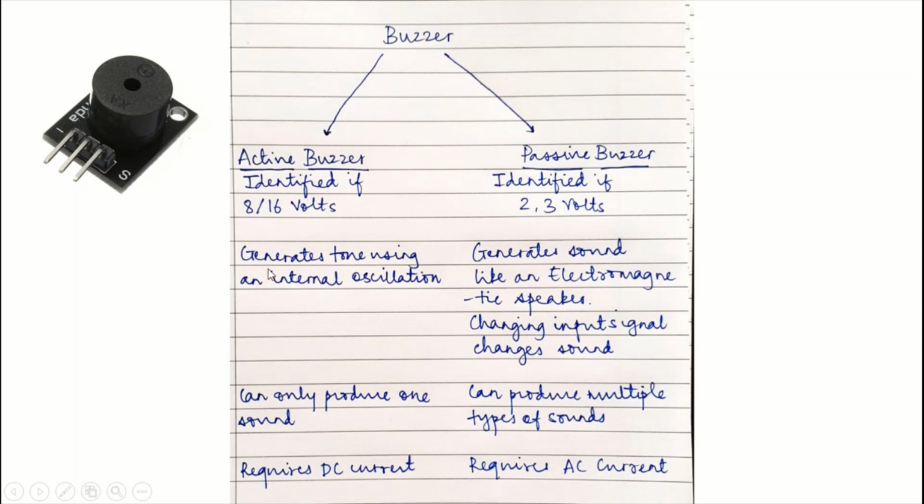The active buzzer generates tone using an internal oscillation, while the passive buzzer module generates sound like an electromagnetic speaker. Changing input signals changes the sound. Therefore, the active buzzer can only produce one sound, while a passive buzzer can produce multiple types of sounds. You can even play a song with a passive buzzer. The active buzzer requires a DC current, while the passive buzzer requires AC current. So the main identification feature is the number of volts.